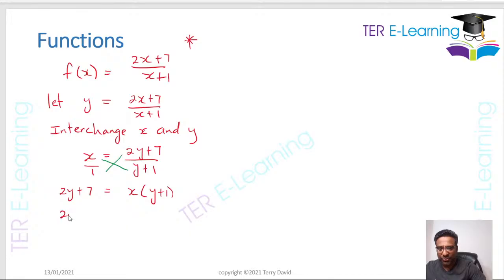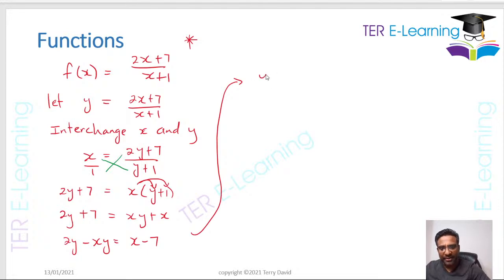So this is 2y plus 7 is equal to, in order to remove these brackets here, we must use the distributive law, right? So that is going to give me xy plus x, right? Next thing we're going to do, remember the objective here, we're trying to make y the subject of the formula. So this is going to be 2y minus xy is equal to x minus 7, right?